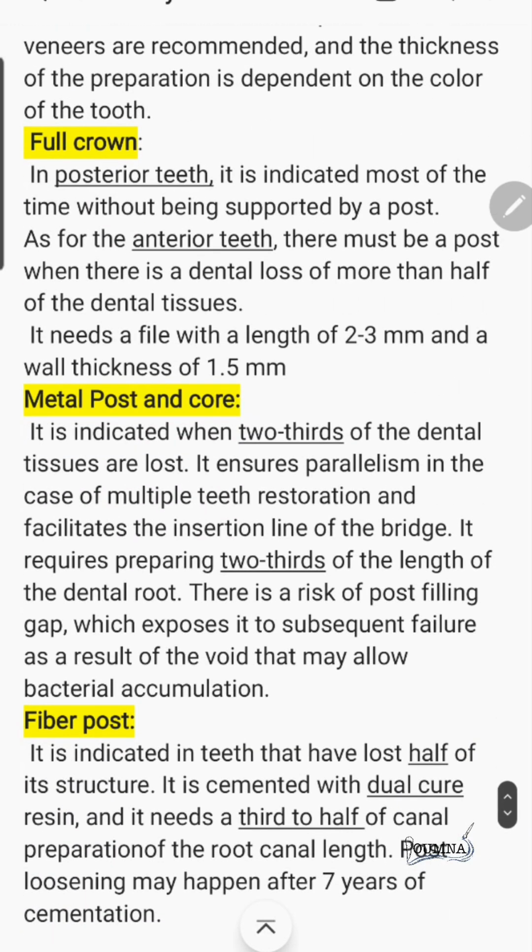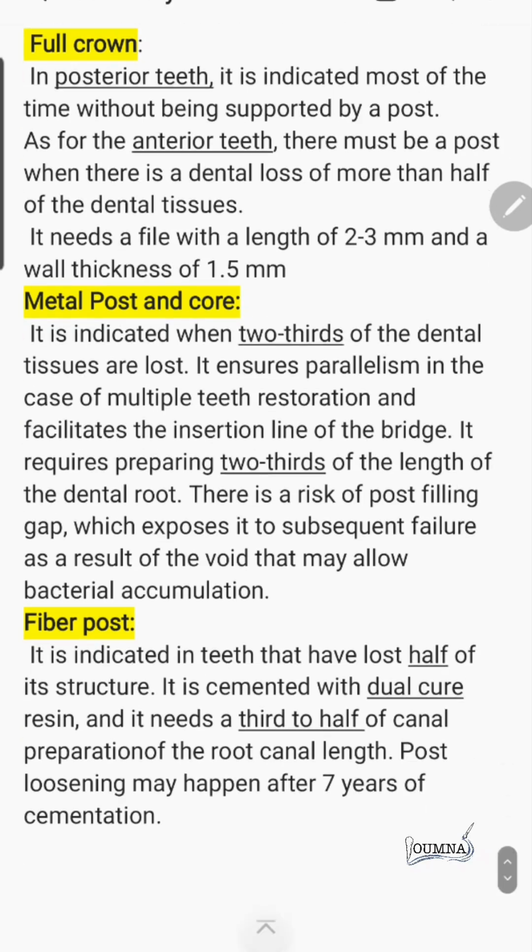Full crown. In posterior teeth, it is indicated most of the time without being supported by a post. As for the anterior teeth, there must be a post when there is a dental loss of more than half of the dental tissues. It needs a ferrule with a length of 2 to 3 mm and a wall thickness of 1.5 mm.